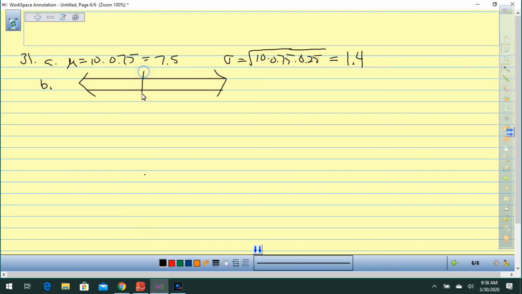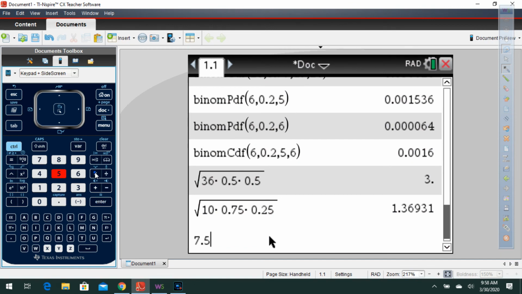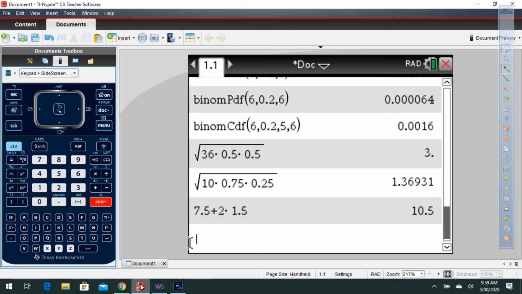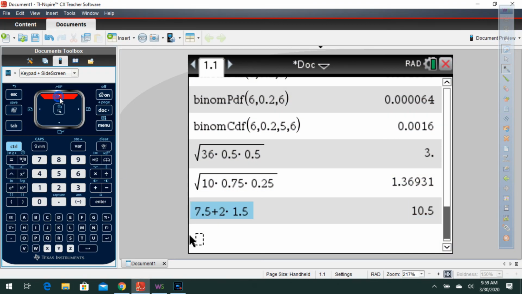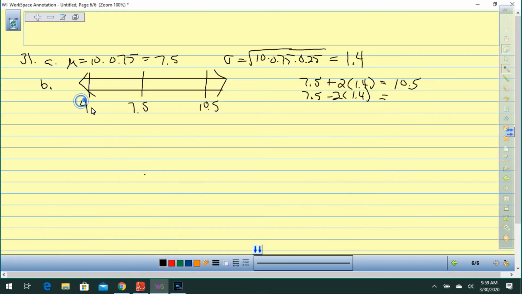So our mean is here in the middle at 7.5. And then we're going to have one here, and we're going to have one there. And let's see, we got 7.5 plus 2 times 1.4, that's going to be 10.5. And then 7.5 minus 2 times 1.4 is 4.5.